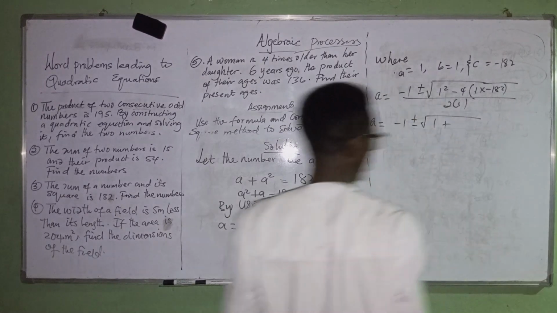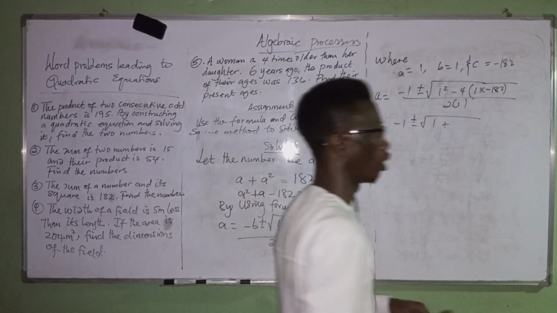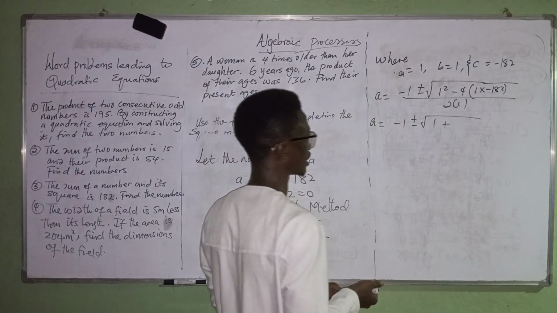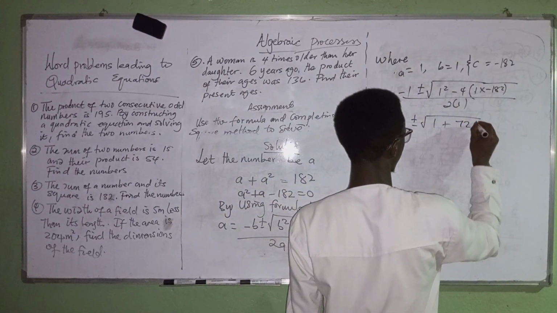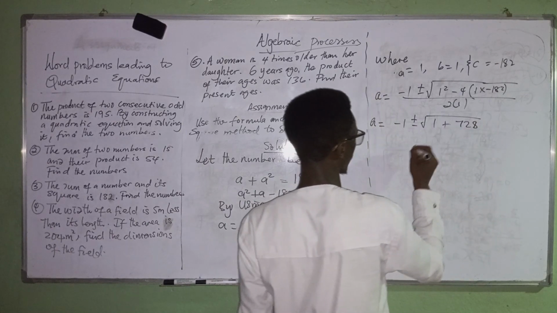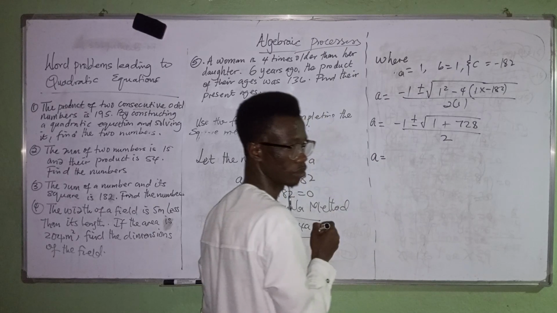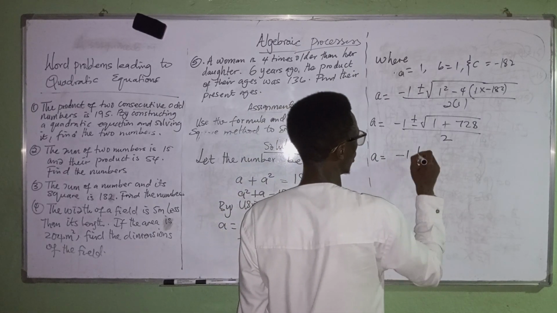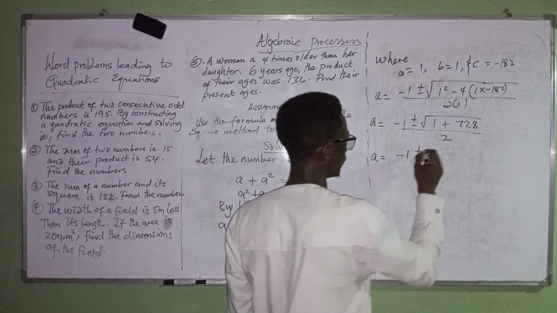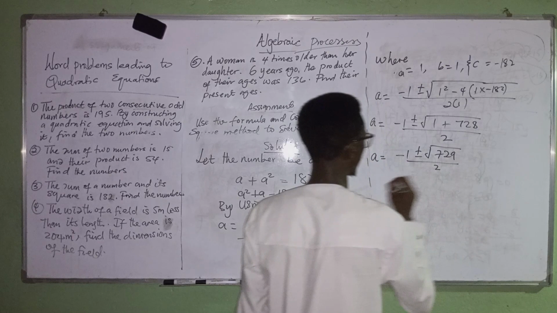Since we are convenient with multiplying numbers with zeros, that ends with zeros. So this gives you 728. Everything here divided by 2. So your A becomes minus 1 plus or minus. If you add that, it gives you 729 all divided by 2.